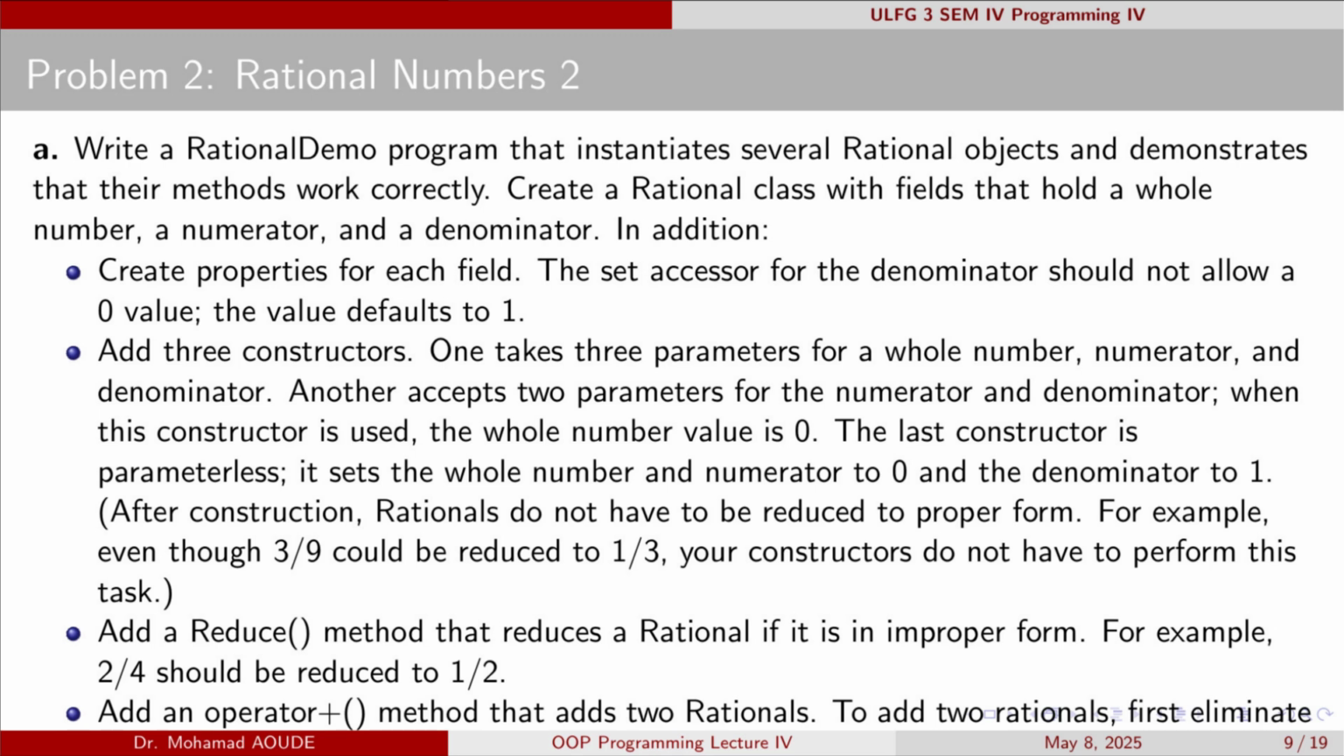And a parameterless one: whole number and numerator default to 0, denominator to 1. Constructors and chaining. Multiple constructors provide flexible object creation, and we'll see constructor chaining used here. Importantly, the problem states that rationals do not have to be reduced to proper form after construction in this version.